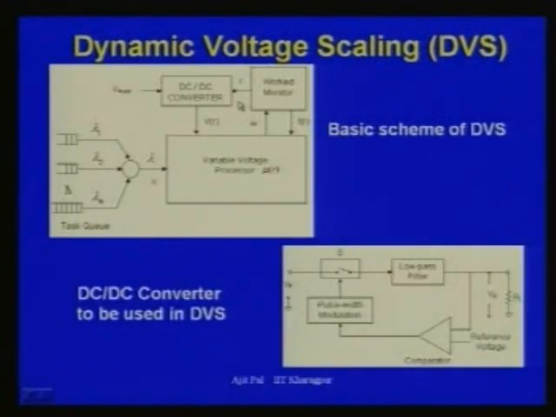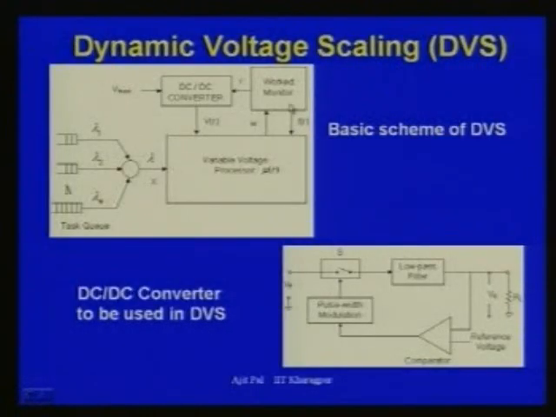And this is the scheme you have to use for dynamic voltage scaling. Here you can see you have a variable voltage processor, that means the processor can operate at different supply voltage and different frequency. The only thing that you require is that these different tasks are getting generated from different sources and are scheduled by the operating system to be executed by the processor. I hope you have attended some course on operating system, how the task scheduling is done, that you may be knowing. And here there is a workload monitor.